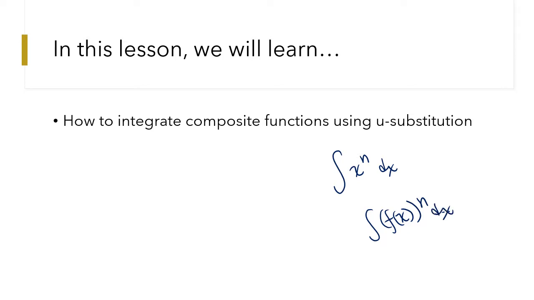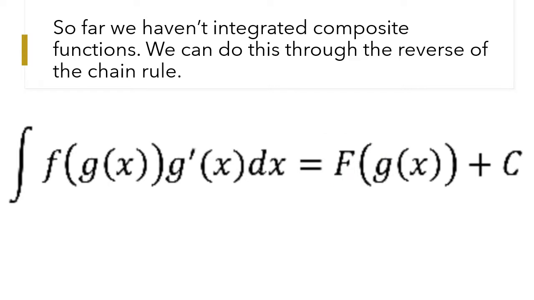So we're going to learn a method of integration called u-substitution, which is going to help us integrate composite functions. The way to integrate composite functions is just to go through the opposite of the chain rule. There's actually no product or quotient rule for integration, so our best bet for more complex functions is through u-substitution. So this is the reverse of the chain rule.